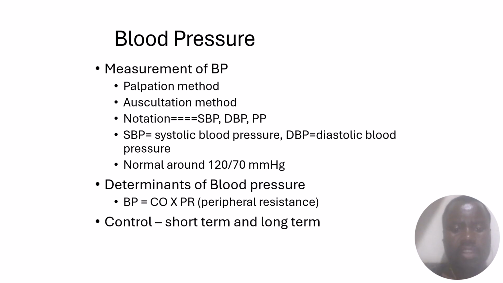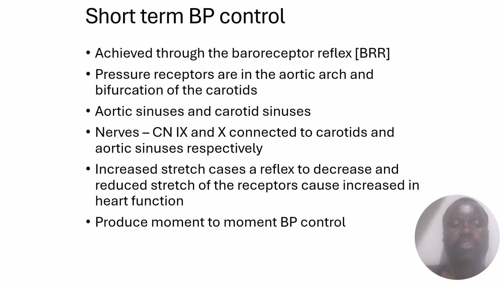The determinants of blood pressure are the amount of blood that is pumped per minute, which is cardiac output, and the resistance. Therefore, blood pressure is directly proportional to cardiac output and peripheral resistance. But how is this blood pressure controlled? In the short term, it is through the baroreceptor reflex. This is achieved by pressure receptors found in the aortic arch and the bifurcation or branches of the carotids.